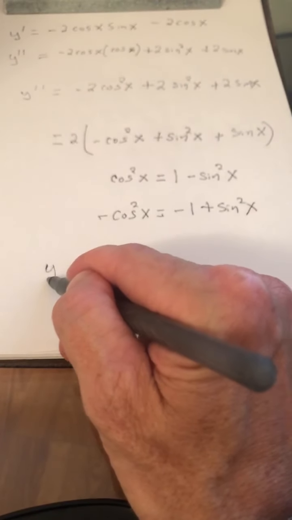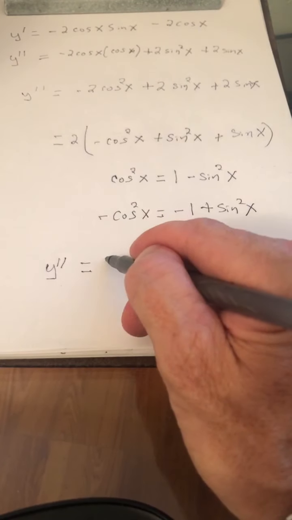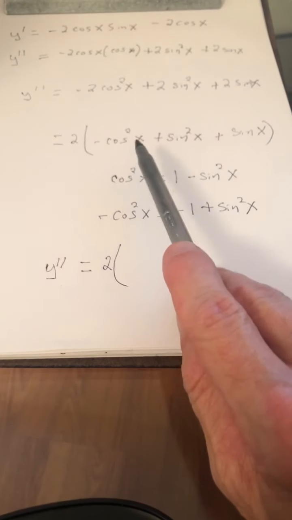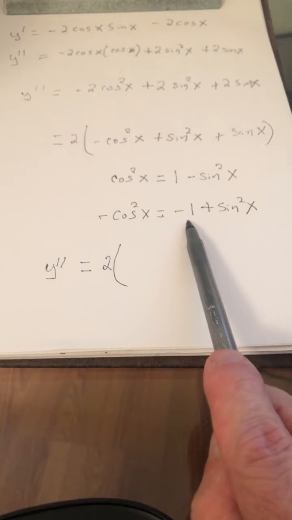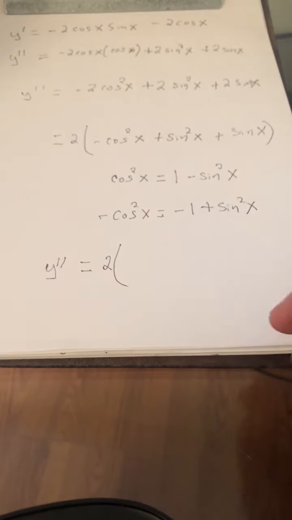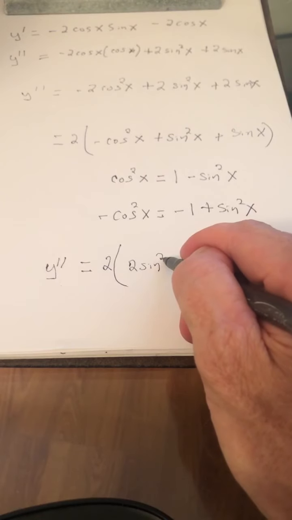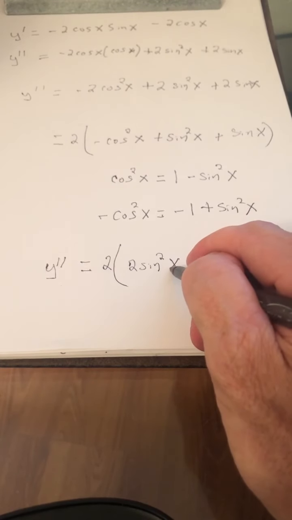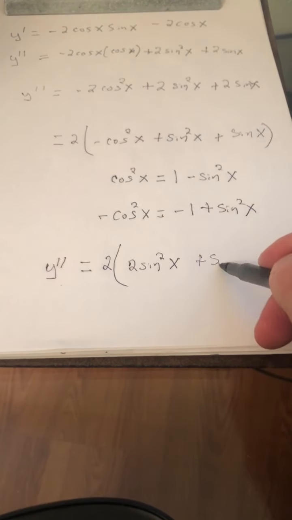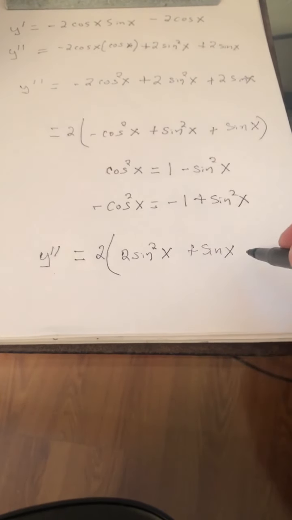So what that tells me is that my second derivative, y double prime, can be written as 2 times, again, negative cosine squared of x. I'm replacing that with negative 1 plus sine squared of x. Well, I already had a sine squared of x there, so what I'm going to end up with is 2 sine squared of x, and I have a plus sine of x and a negative 1.